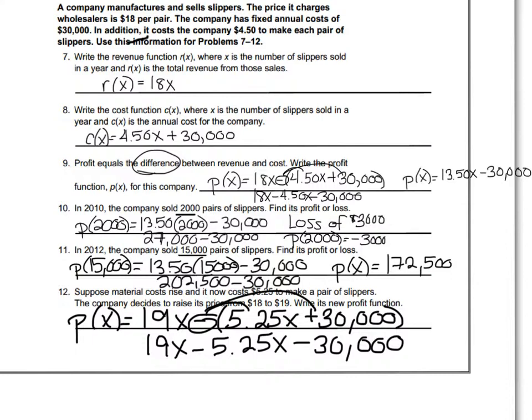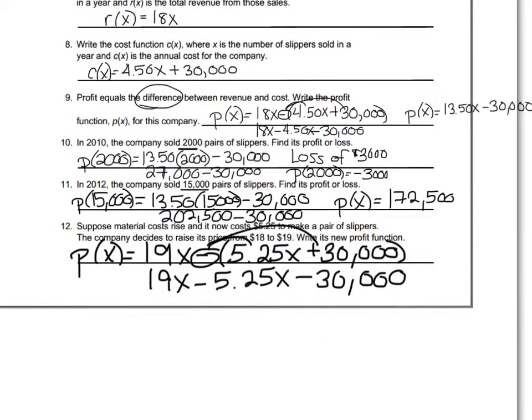So if I subtract 19x minus $5.25x, we get $13.75 for every slipper, which is actually a little more than they earned per slipper originally. And there's your new profit statement. And make sure that does say minus 30,000.